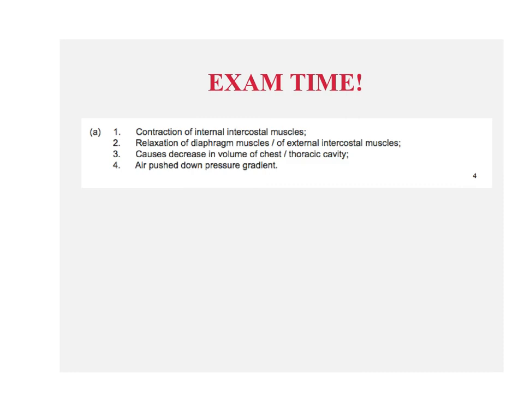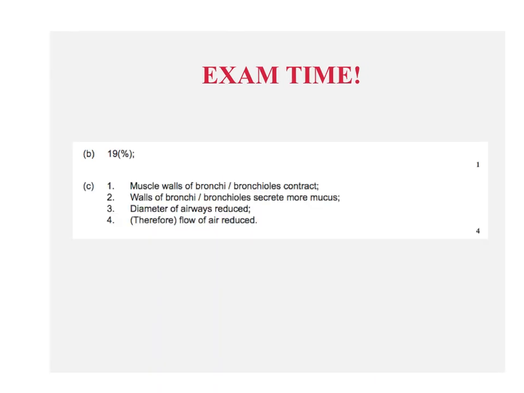So the first question about forced expiration, your marks are here. So you should have said contraction of the internal intercostal muscles, the diaphragm relaxes, or the external intercostal muscles relax if you fancied it. The decrease in the volume of the chest or the thorax, and air is pushed down the pressure gradient out of the lungs. For question 2, you should have got 19%. And if you're not sure how to work it out, please let me know and I will go through it with you on the videos.